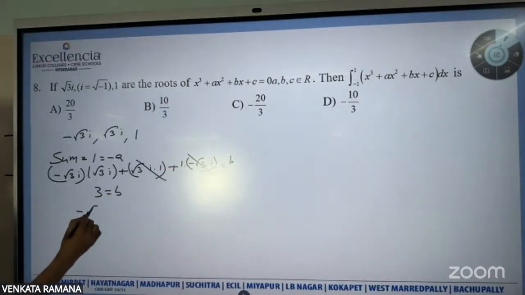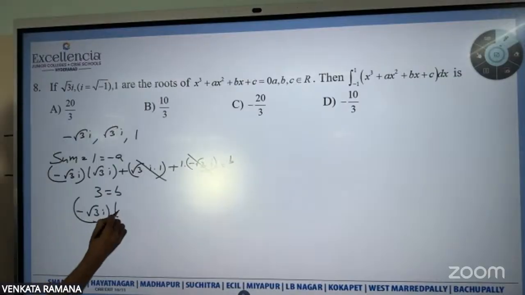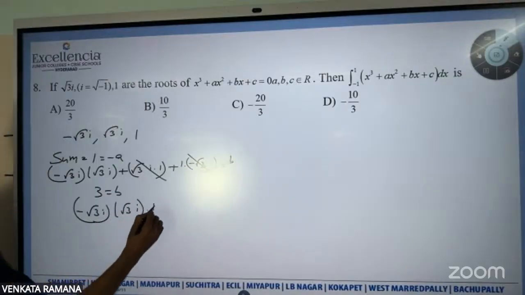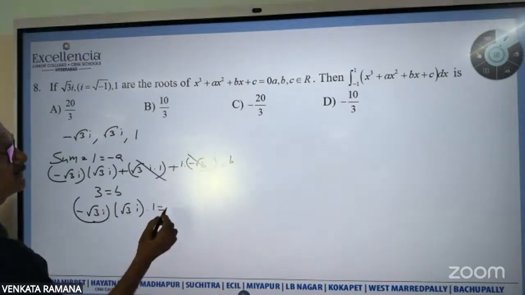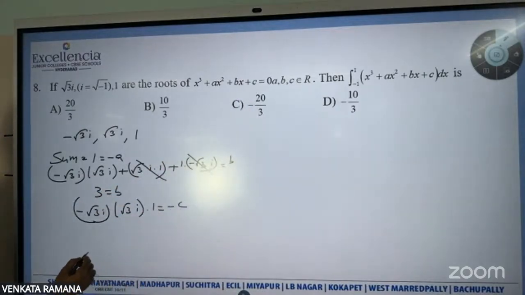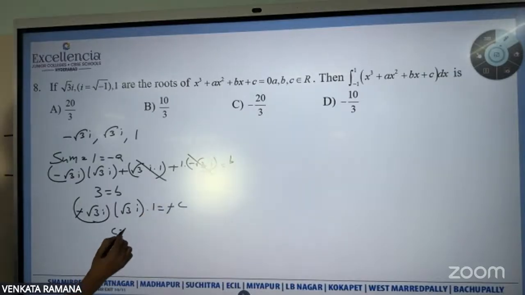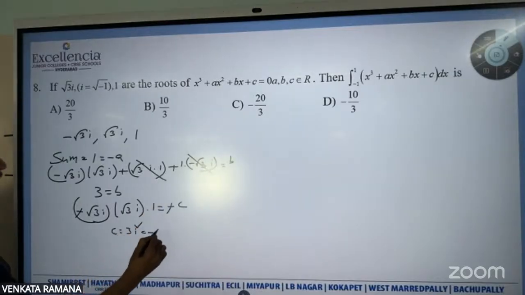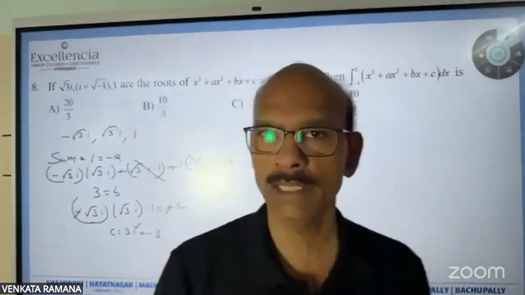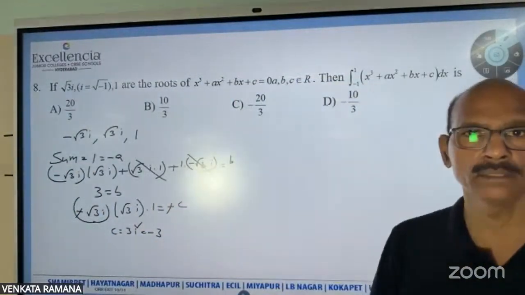Now, product of the roots: root 3i of root 3 times 5 into 1. Product of the roots, minus plus minus means minus of c. So therefore, this value can be removed, and c is equal to 3 times 5 squared. This is equal to minus 3. Please find out all the values like this, a, b, c values.